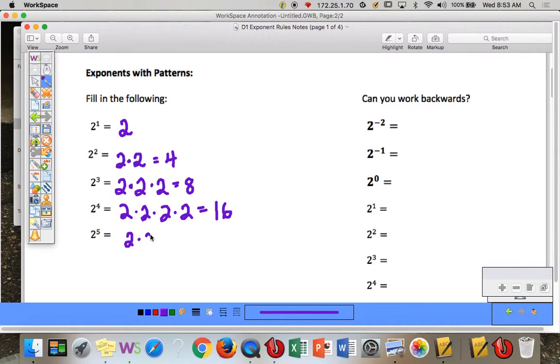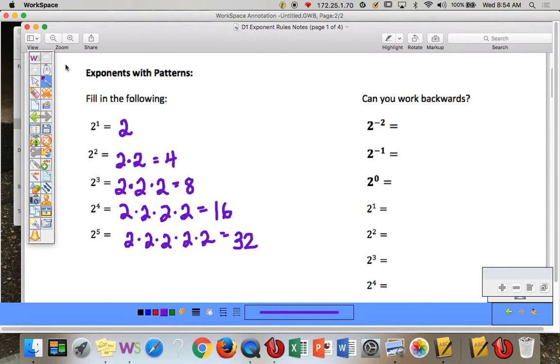And we have 2 to the fifth, which means 5 2's multiplied by each other. 2 times 2 times 2 times 2 times 2, which would be 16 times 2, or 32. So, looking at this pattern, look at how they go up. 2 to 4 to 8 to 16 to 32. Think about what's happening every time. What are we multiplying by each time? Well, we're multiplying by 2.